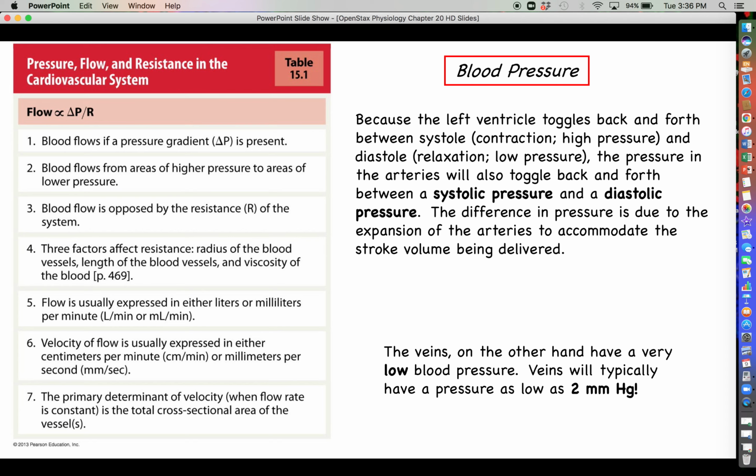Venous pressure is usually not referenced very often because it is understood that venous pressure is extremely low, around 2 millimeters of mercury. That should make some sense to you because, as we have said a million times already, blood will always flow from high pressure to low pressure. Since veins are basically the last destination for blood before it returns to the right atrium of the heart, we want it to have a very low pressure.